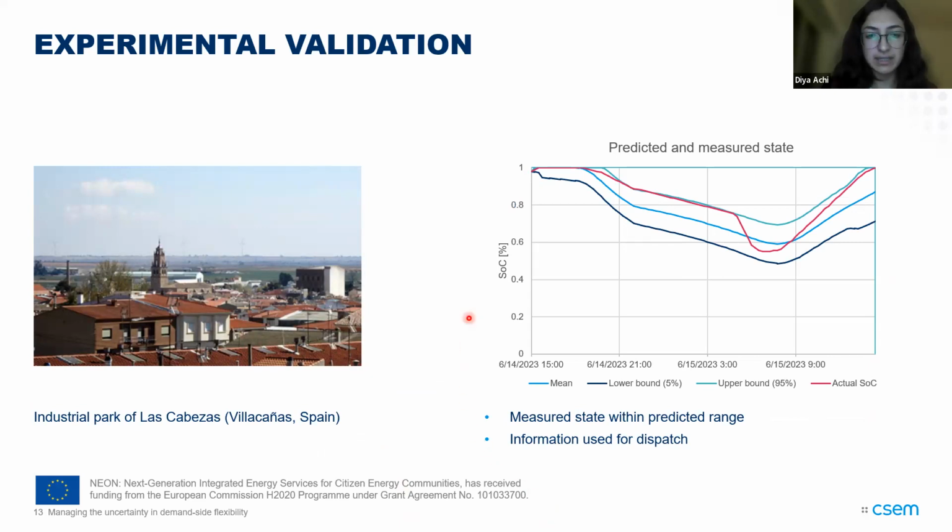And here you see an example of the state of charge modeling, where in light blue you have the baseline prediction for the state of charge, and then you have this confidence interval, and we see that the actual measured state of charge falls quite nicely within the predicted range. And this is then the model that is used for the flexibility estimation and the dispatch.